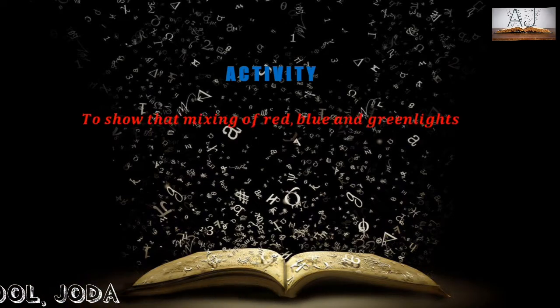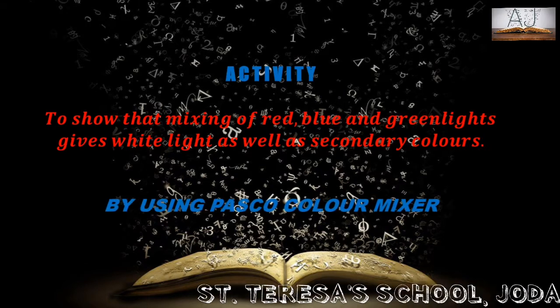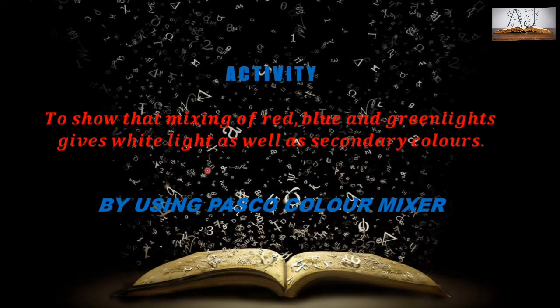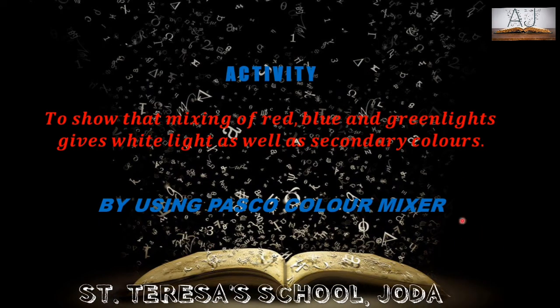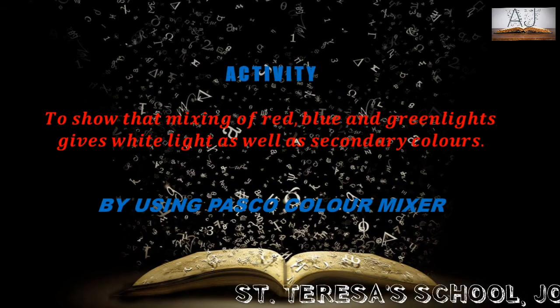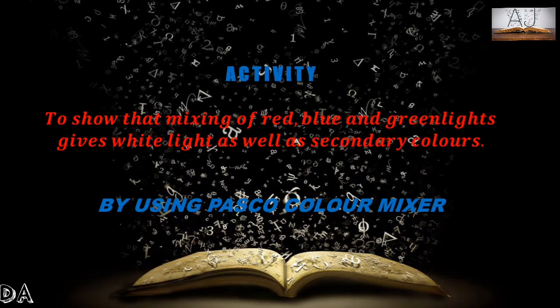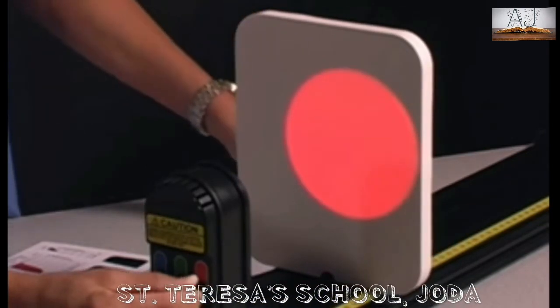Now let us see an activity to show that the mixing of red, blue and green lights gives white light as well as secondary colors. And we will see this by using the Pasco color mixture. Yes, you heard it right. In your book, in the activity, you have seen that we are using a torch and producing colored light. But here we use the Pasco color mixture. Yes, this is the Pasco color mixture.